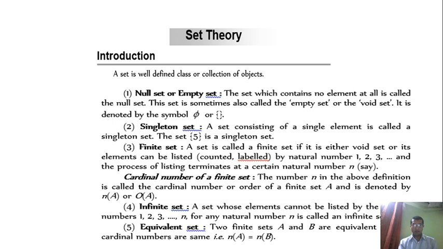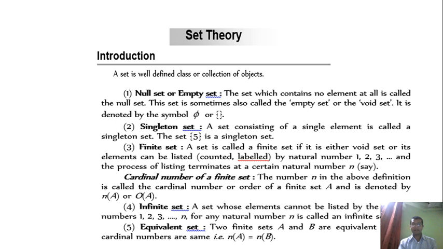We have different types of sets. First one, null set or empty set. Here the name suggests, null set or empty set is a set containing no element. It is called empty set or null set. It is denoted by the letter phi or the flower bracket containing no element.